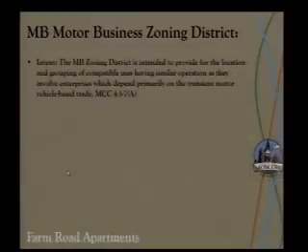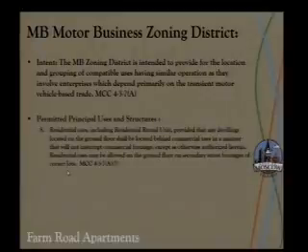So the intent of motor business zoning is to provide for the location and grouping of compatible uses having similar operation, as they involve enterprises which depend primarily on the transient motor vehicle-based trade. Permitted principal uses and structures: residential units, including residential rental units, provided that any dwelling units on the ground floor shall be located behind commercial uses in a manner that will not interrupt commercial frontage, except as otherwise authorized herein. Residential uses may be allowed on the ground floor on a secondary street frontage of corner lots.